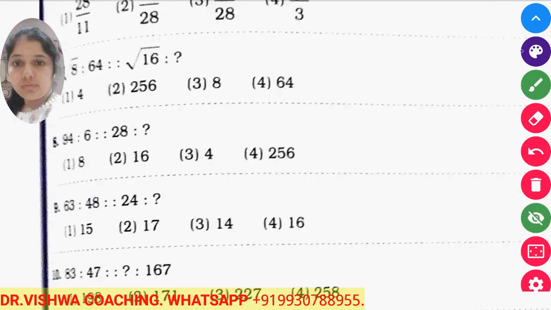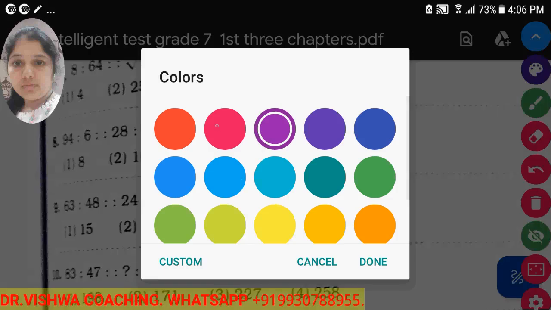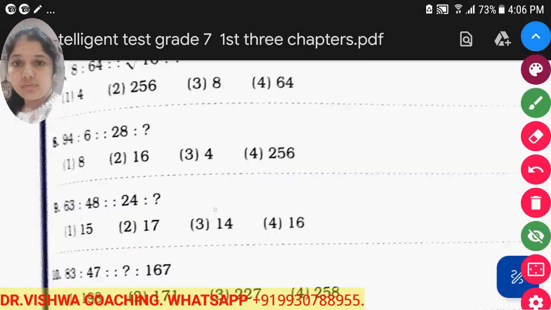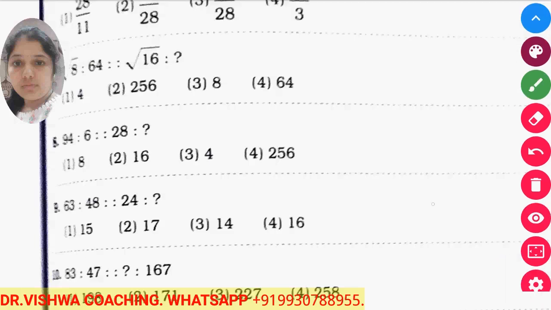Now here, if you add and subtract, you will not get the answer as 6. So here the pattern is something different. So what is the pattern? Look carefully. 9 4s are 36.